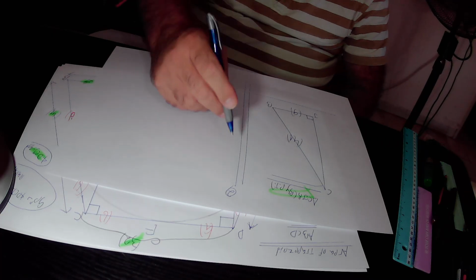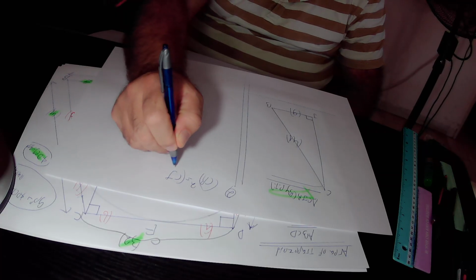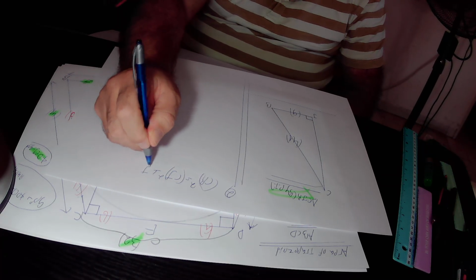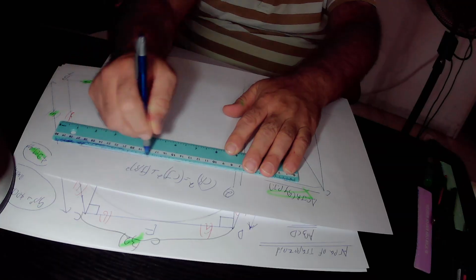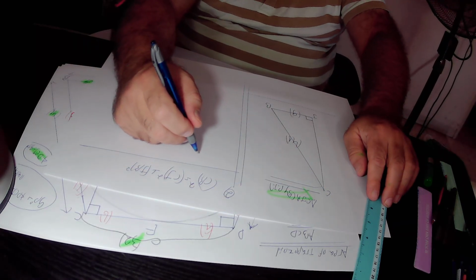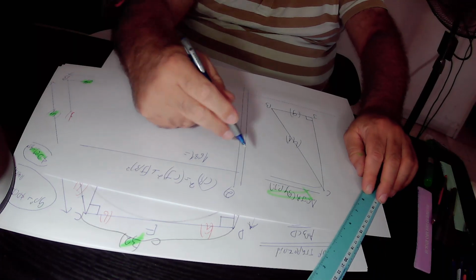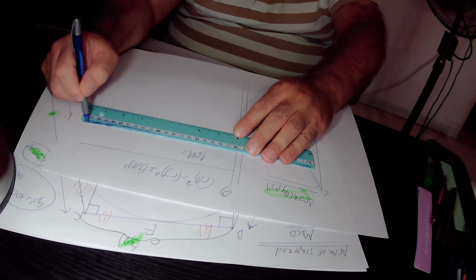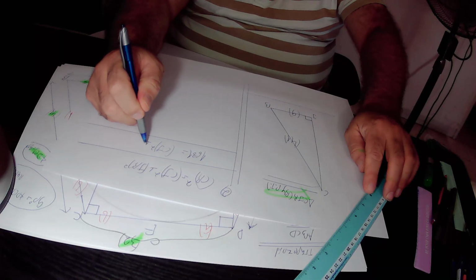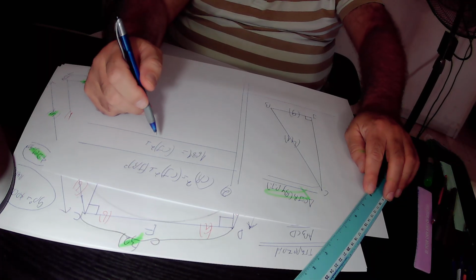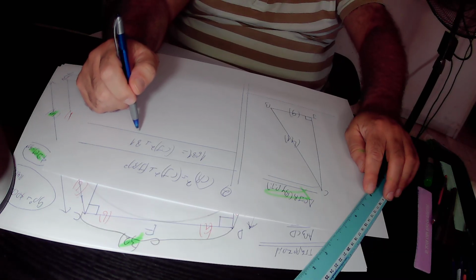So CB squared, that is the square of the hypotenuse, equals CJ squared plus JB squared. CB is 41, therefore CB squared is 41 squared, that is 1681, and it equals CJ squared. CJ is the missing side, so we leave it as it is, CJ squared, plus JB squared. JB is 9, therefore JB squared is 9 squared, that is 81.